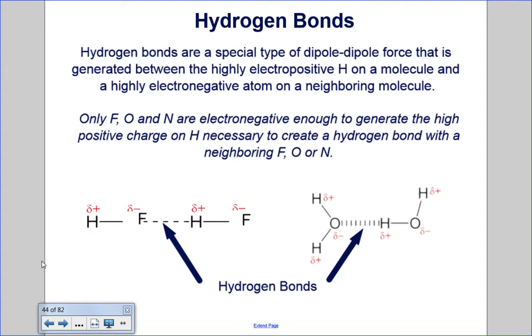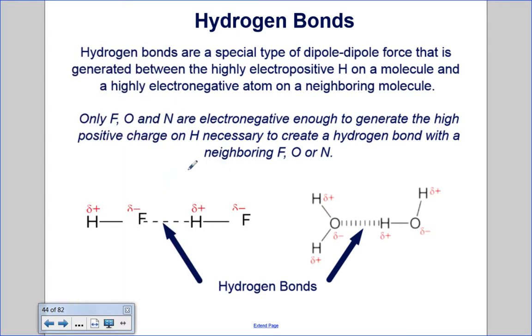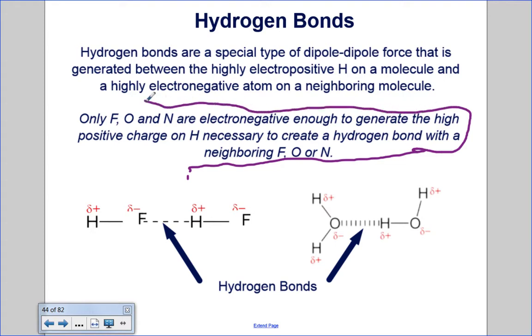Let me emphasize that. Hydrogen bonding can only occur between fluorine, oxygen, and nitrogen. If there is no fluorine, oxygen, or nitrogen in the bond, it's got to be fluorine, oxygen, or nitrogen bonded with hydrogen. If you do not have a hydrogen bond with one of the three elements, it is not a hydrogen bond.